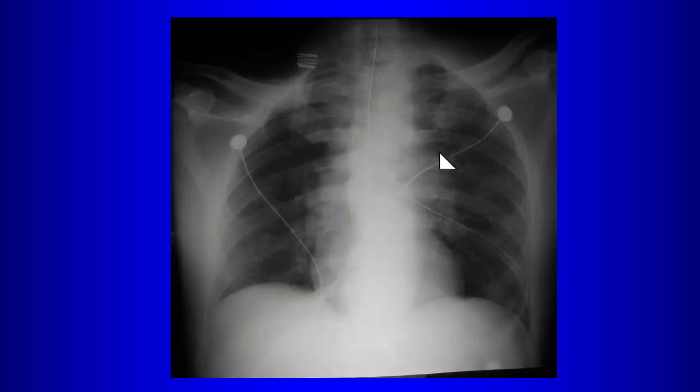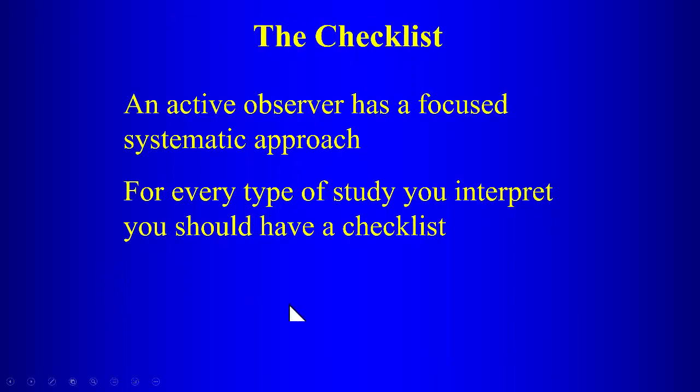So we're not going to miss a misplaced nasogastric tube, although the novice will miss it easily, right, the first time you show them a film like this. But we will not, because we're in the habit of including this first in our search pattern when we're looking at a chest radiograph, okay? So we have a checklist. An active observer has a focused, systematic approach.